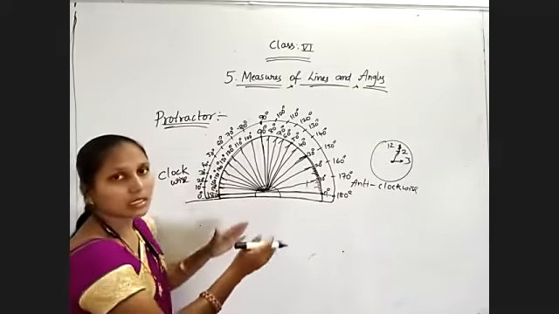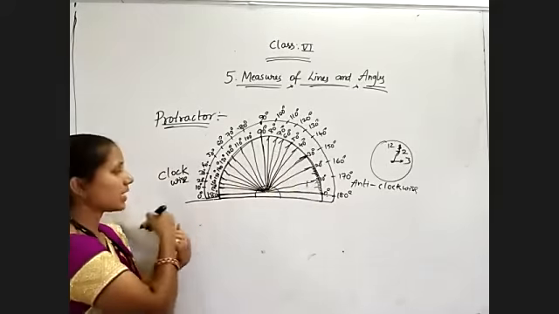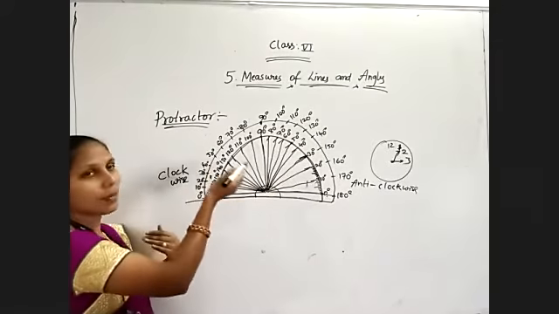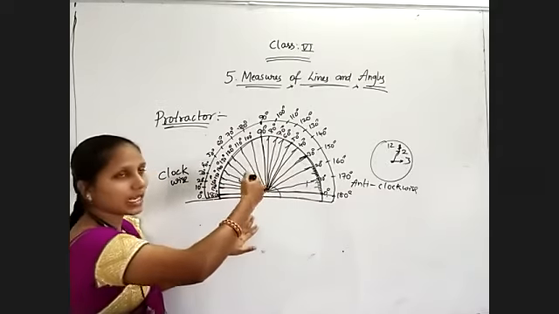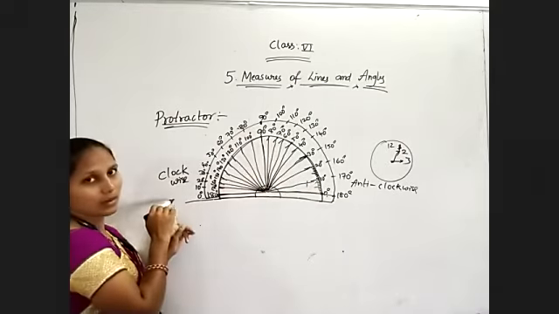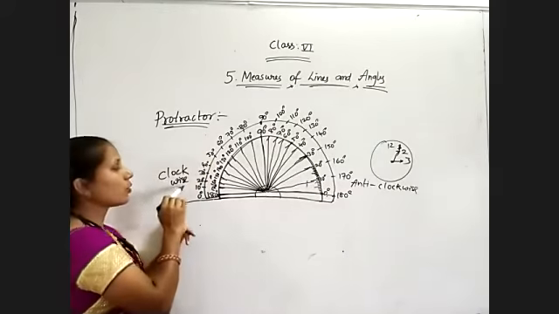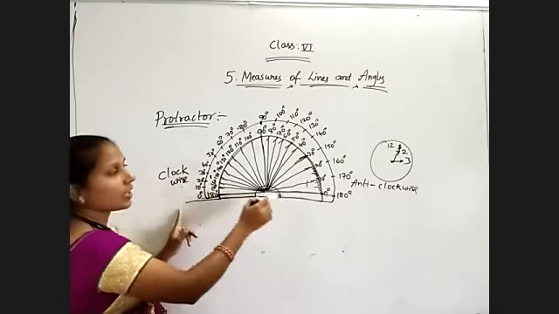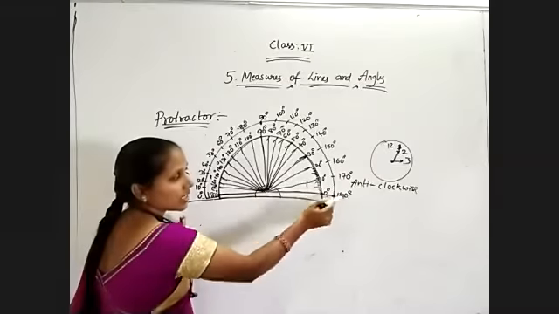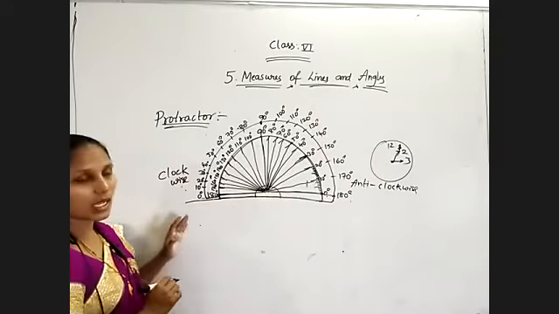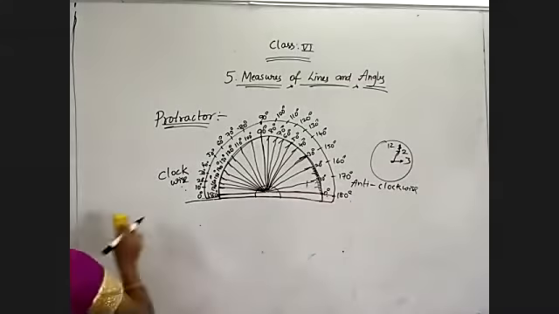Each point denotes 1 degree. If the arm is spreading to the right side, use the inner values. If the arm is spreading to the left side, use the upper values. Right side means that the arm is rotating in the anti-clockwise direction. And left side means that the ray is moving in the clockwise direction. When you are using the clockwise direction, use the upper values. For the anti-clockwise direction, use the inner values. Okay. Now, for this, we have some points also.